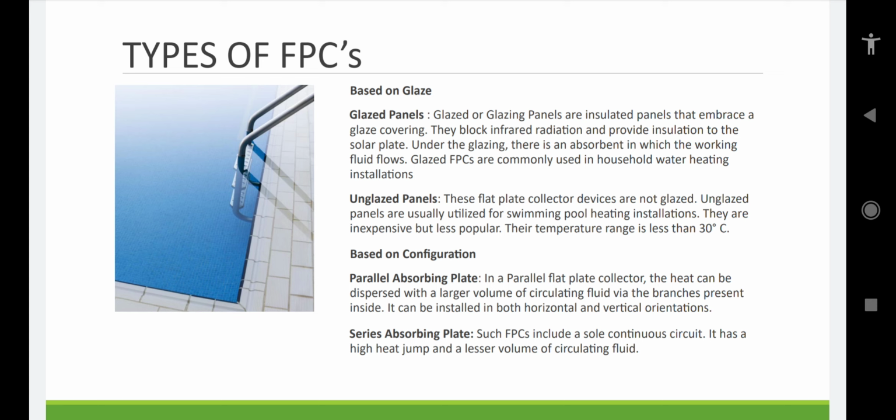So here we can see the diagram of this, where these are basically used in household applications, for simple things like hot water and for simple electric purposes.